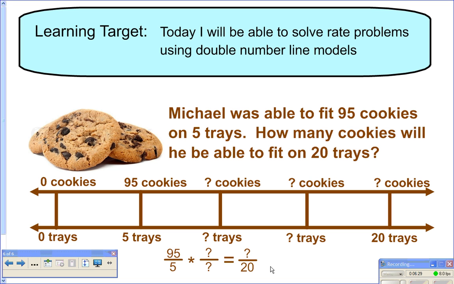Take a moment, solve the problem. If your teacher says it's right, you've learned how to solve rate problems using a double number line.